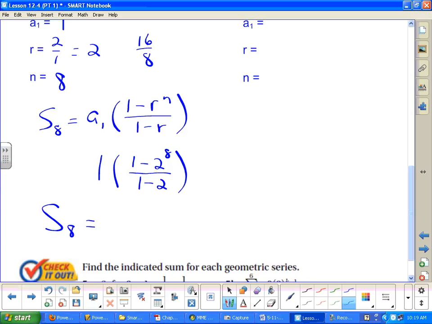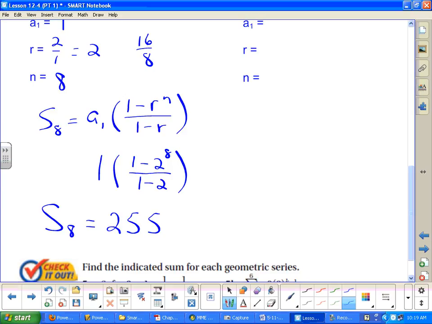Savannah, what'd you get? 255. Right? 2 to the 8th power is 256. Yeah. 1 minus 256 is negative 255. And divide that by negative 1, and we get positive 255.